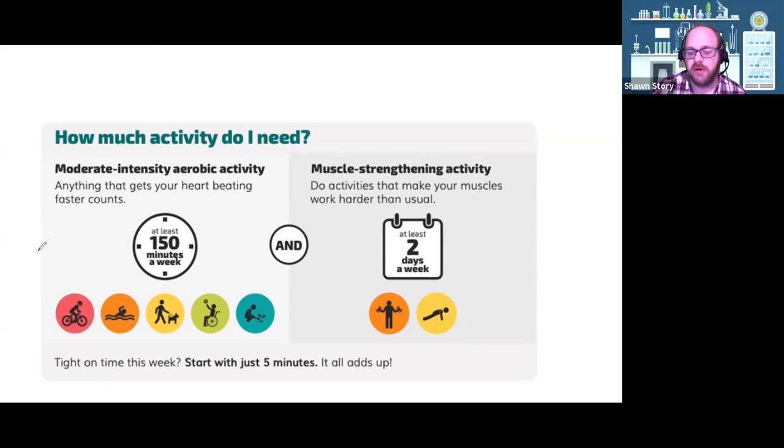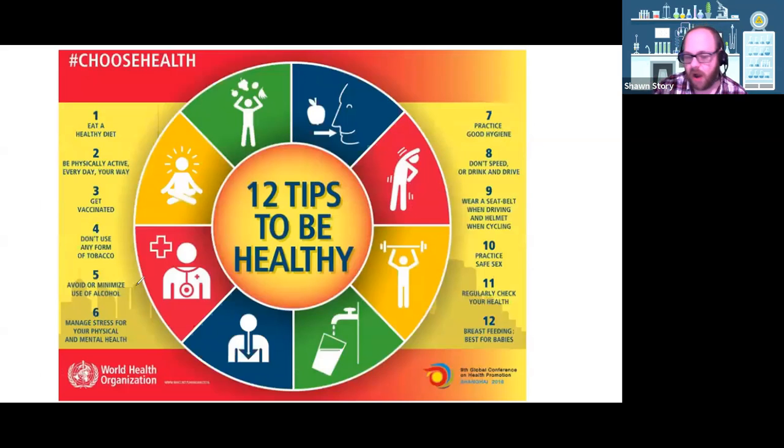Just going for a walk around the block, is that moderate? Is it not? Well, it depends on your age. It depends on whether that heart rate is actually getting increased. So again, like I said, we're looking at all of these different aspects that go into a healthy lifestyle, all of the things that we need.